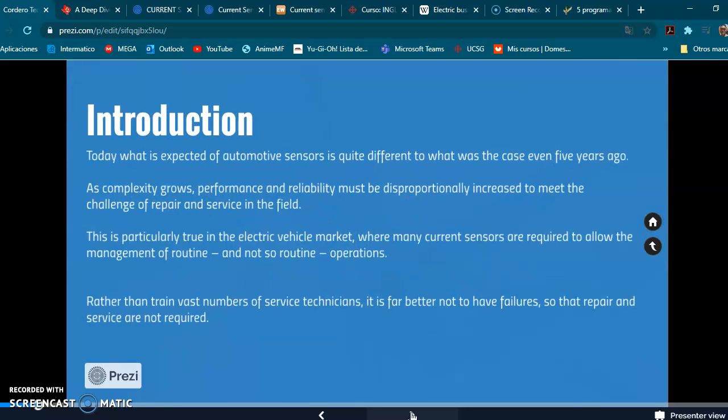Today, what is expected of automotive sensors is quite different to what was the case even 5 years ago. As complexity grows, performance and reliability must be disproportionately increased to meet the challenge of repair and service in the field. This is particularly true in the electric vehicle market, where many current sensors are required to allow the management of routing, rather than train vast numbers of service technicians. It is far better not have failures, so that repair and service are not required.